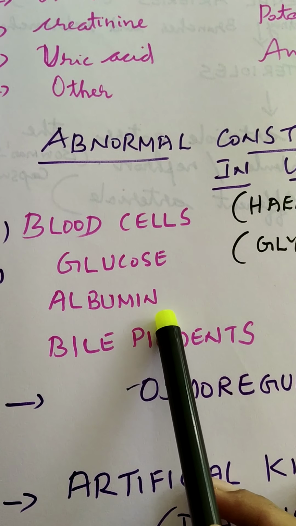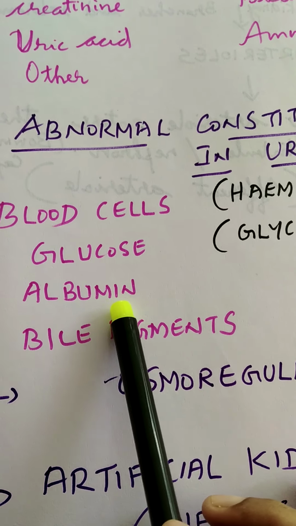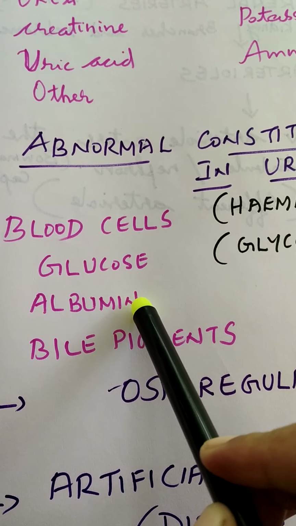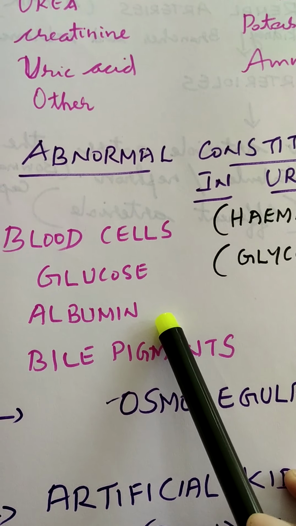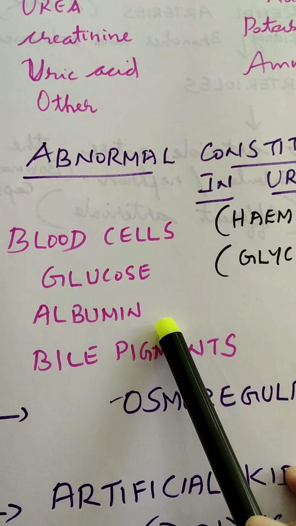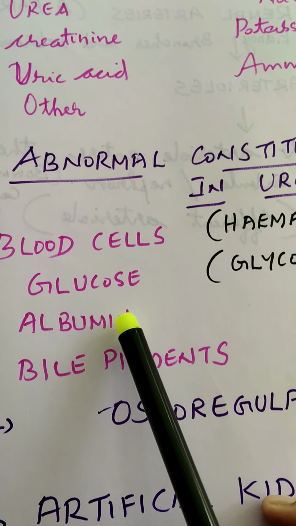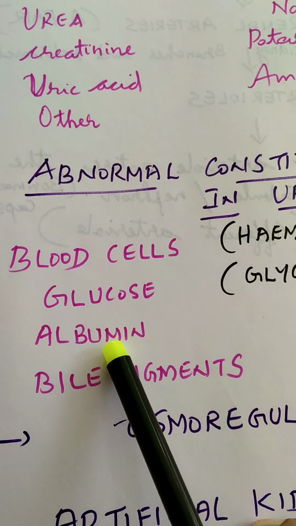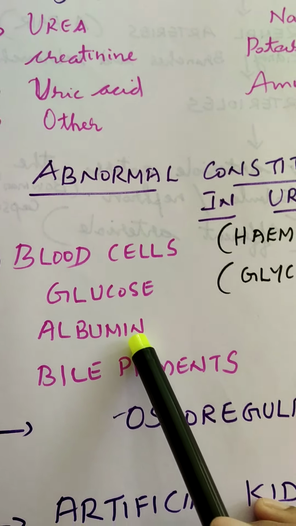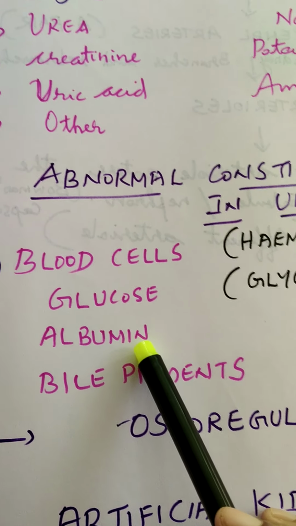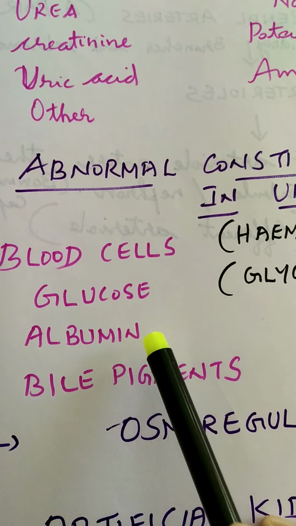The next abnormal constituent is albumin. Albumin is a kind of protein, and this is mainly occurring because of the increased permeability of the Bowman's capsule, or maybe due to certain high blood pressure conditions. So that leads to the increased permeability of Bowman's capsule, which allows protein substances to pass through it. Normally the protein substances are given out through the efferent arteriole. It is not passing along with the glomerular filtrate.